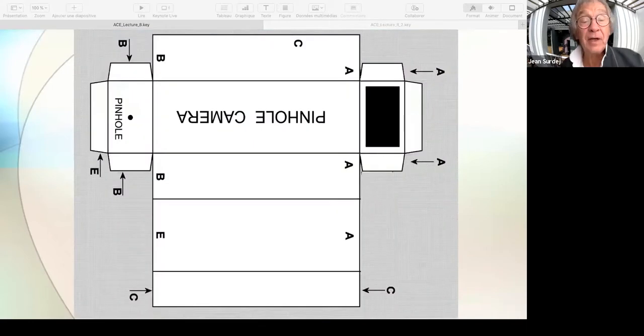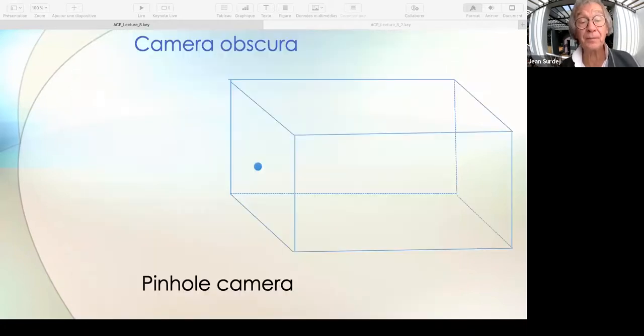So you may fabricate yourself a pinhole camera by just taking this frame. And you see that on the left side, the entrance window, there is a small hole. So it's a pinhole. And on the right side, the exit aperture should be empty, and you should put there some butter paper, so that when you close the whole thing and direct it in the direction of the sun, for instance, or of a candle, you will see, of course, an inverted image, either of the sun or of the candle.